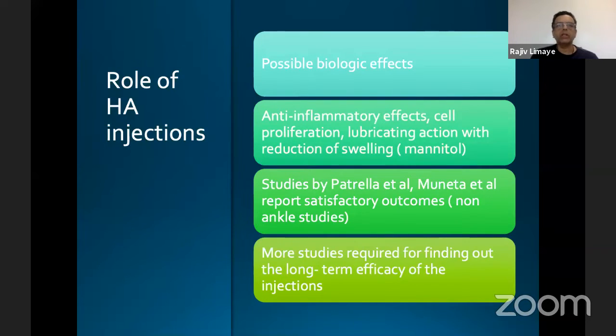What are the roles of hyaluronic injections? It gives a possible biological effect and helps to reduce inflammation, the anti-inflammatory effect. It leads to cell proliferation and it also leads to lubrication. Some of these combinations will have mannitol in them, which reduces the swelling. There are a couple of studies described recently by Petrella and Moneta. However, these are non-ankle studies. We have been doing this study ourselves, and the long-term efficacy has not been published yet, but we have a 24 patient study for up to 6 months only.